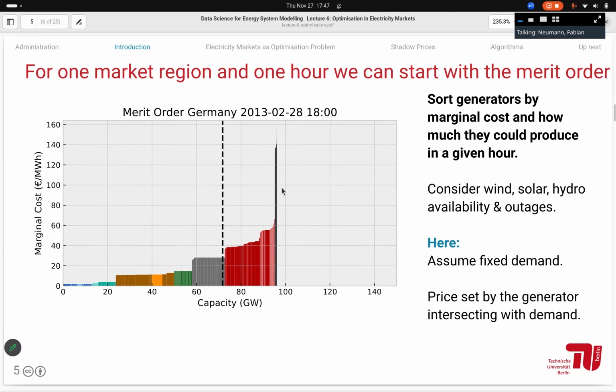So how do we decide which ones operate? Well, one intuitive way would be to say, okay, everything in this order until we meet the demand, which is represented here by the vertical line. And that is in principle how it goes in the electricity markets.